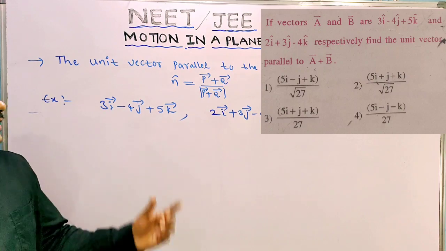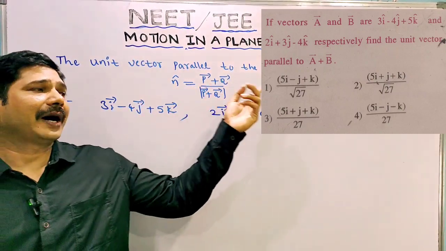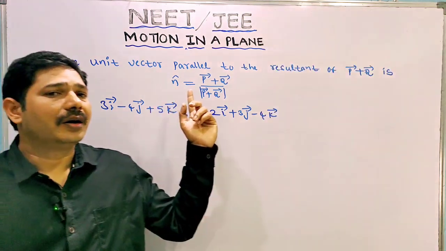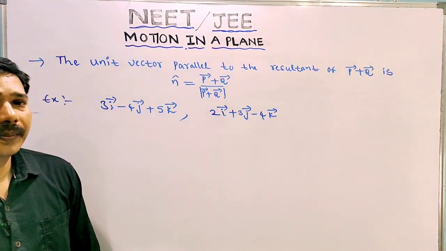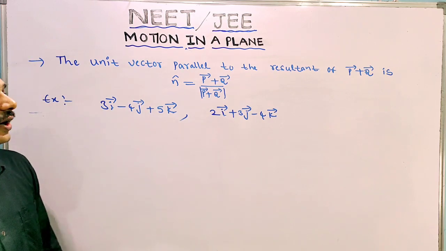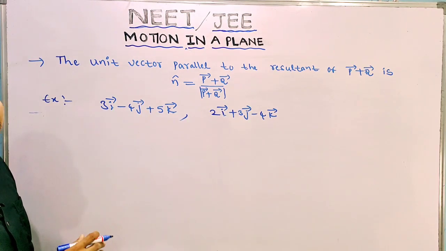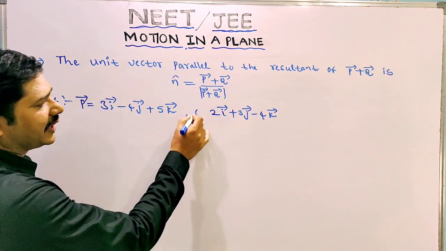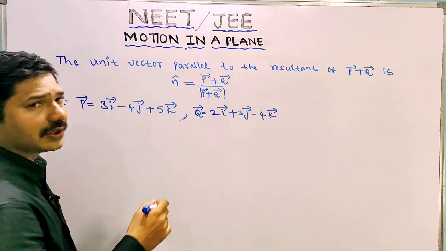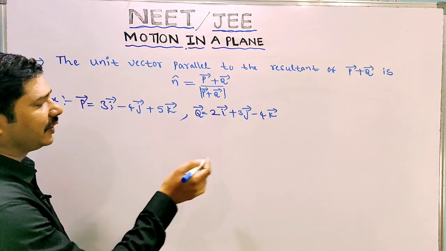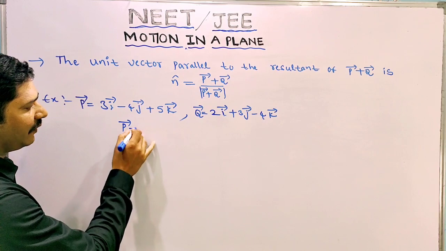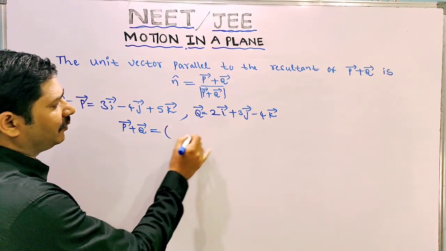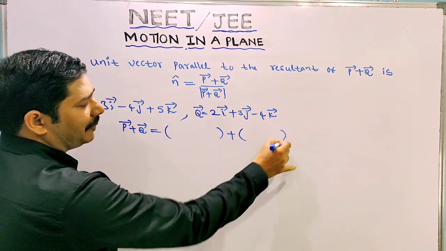Just now we discussed that the unit vector parallel to the resultant of P bar plus Q bar is P bar plus Q bar by mod of P bar plus Q bar. So what to do? Here two vectors are given. Call the first vector P bar and the second vector Q bar. Then we take addition by magnitude. First we will find P bar plus Q bar.